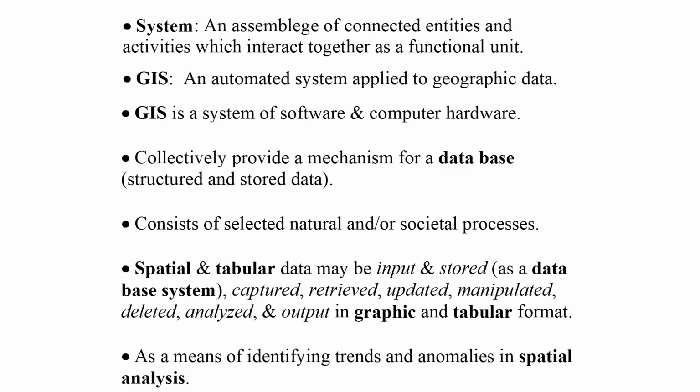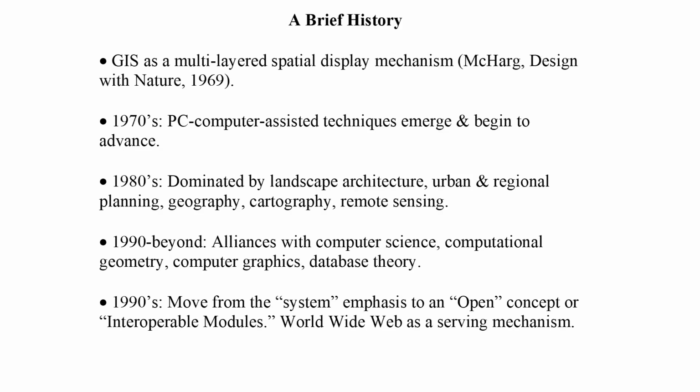Well, a system is an ensemble of connected entities and activities which interact together as a functional unit. GIS is an automated system applied to geographic data. It is a system of software and hardware, and also spatial data and people. So spatial and tabular data may be input and stored inside this GIS environment.